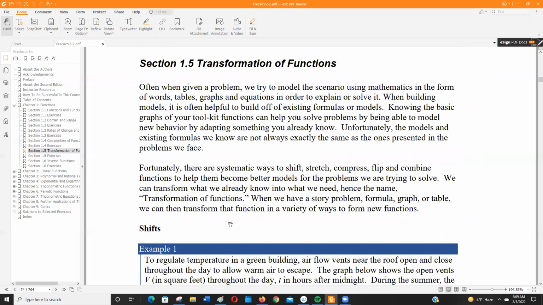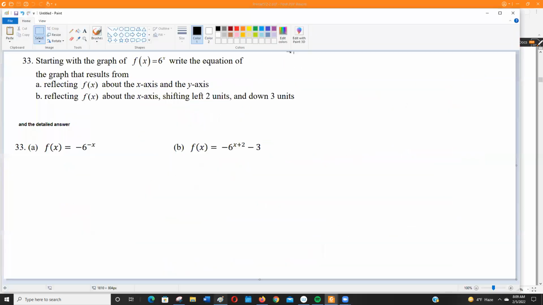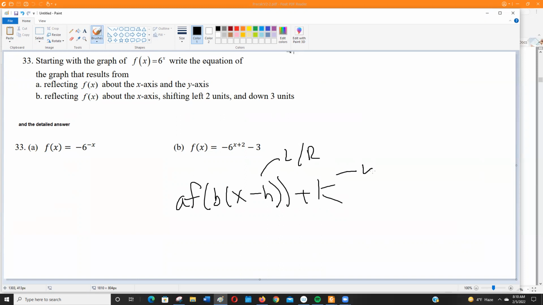Well, I guess I can go right ahead and write it. Here's what I usually do when I explain this stuff in class. I always write a f of b times x minus h, plus k. So this is left right, and this is up down. And remember, the left right changes signs. The b helps me do a horizontal stretch or compression, and if b is negative, that's the reflection around the y-axis. The number in front is the vertical stretch or compression, and if a is negative, it reflects around the x-axis.